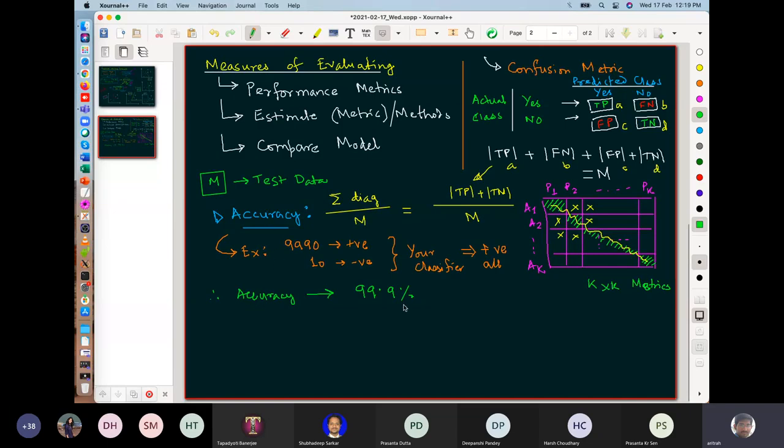So accuracy does not reveal such a good thing unless your test data is also distributed in a good manner. The accuracy you are measuring here is based on the test data, right? This 9990 and 10 is the test data, right? Yes.